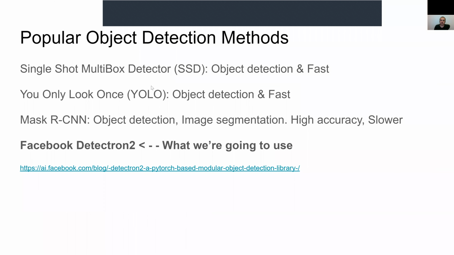Some popular object detection methods are the single shot multibox detectors, abbreviated SSD. They do object detection really fast. Then there's a really popular one called YOLO, you only look once. It also does object detection and is also pretty fast. Then you have something called the Mask R-CNN. The R is region, because this can actually do image segmentation as well. So you do object detection and image segmentation, and this has really high accuracy, but it's a little bit slower.